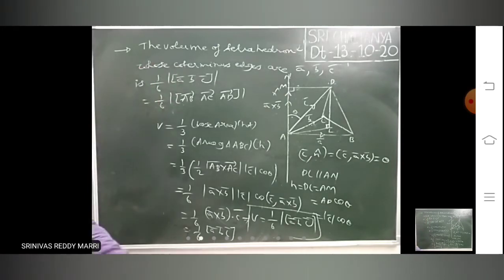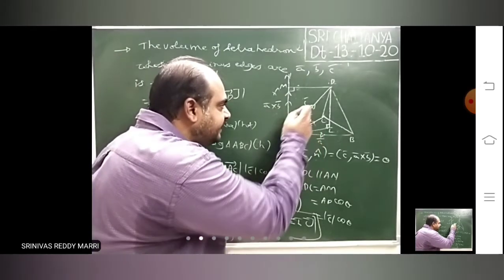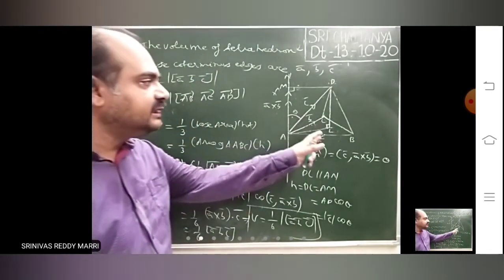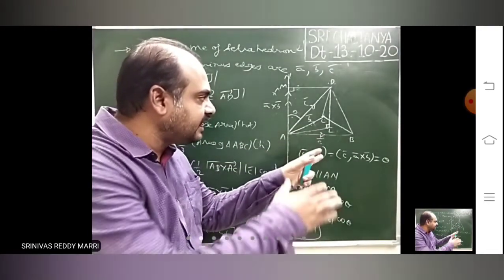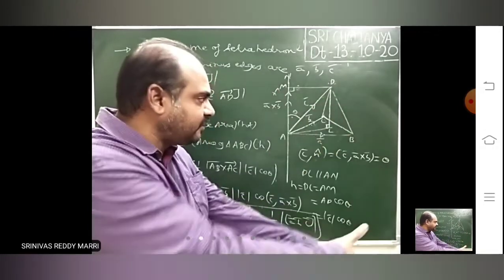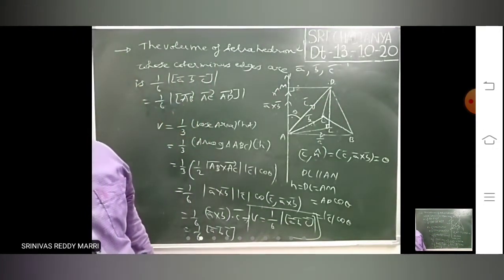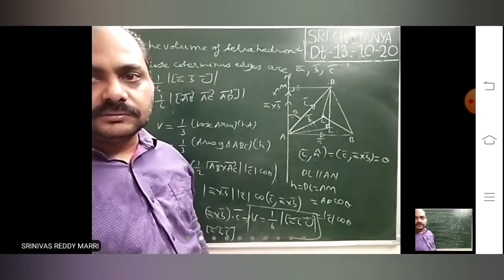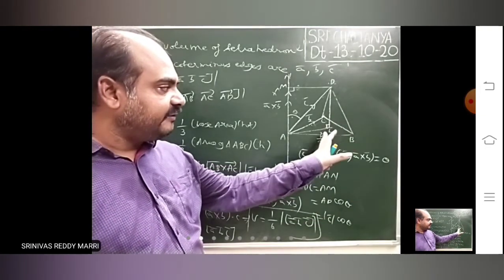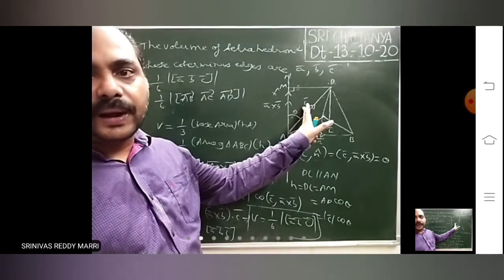Right? So for a tetrahedron, these must be non-coplanar. If all A bar, B bar, C bar are on your paper only, then you cannot construct a tetrahedron. Diagram will not be formed. The tetrahedron will be there when these 3 vectors are non-coplanar.